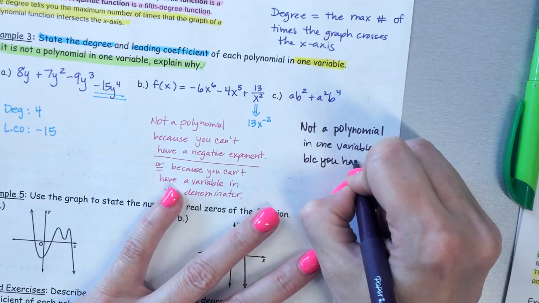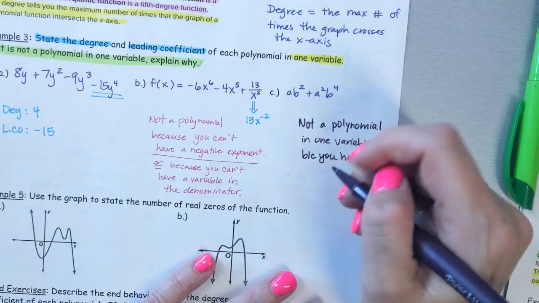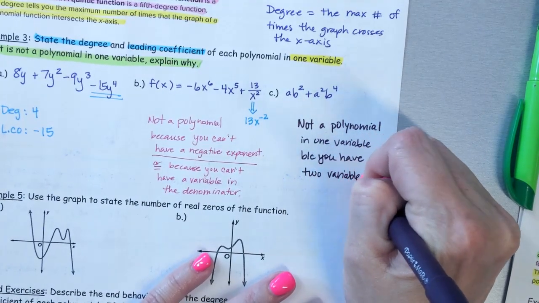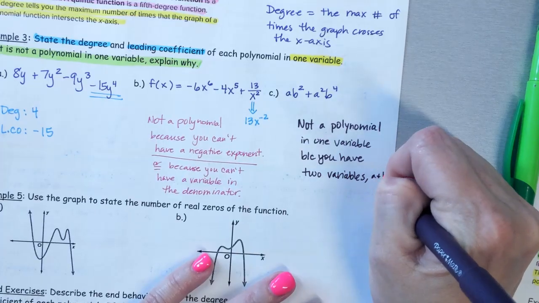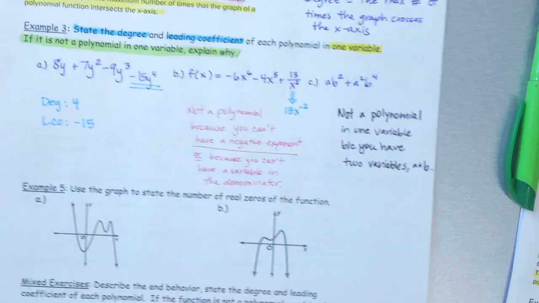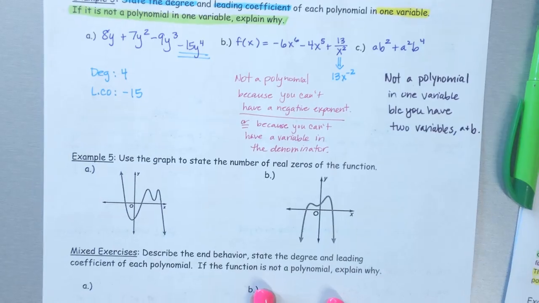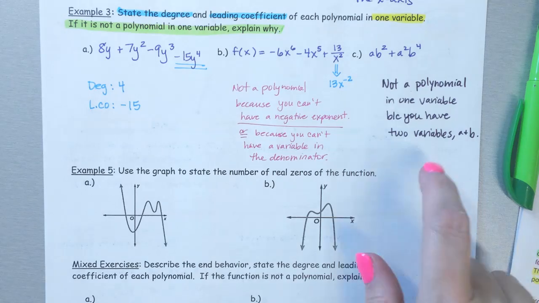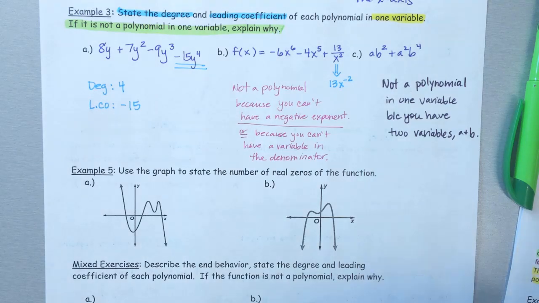Because you have two variables, A and B. Okay, so if it specifies it has to be in one variable, then you can go ahead and list that as your reason.